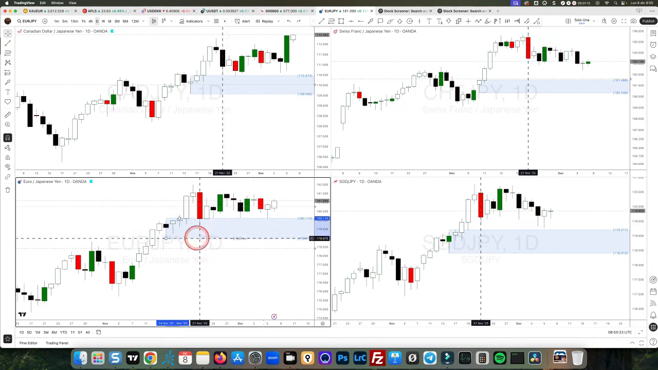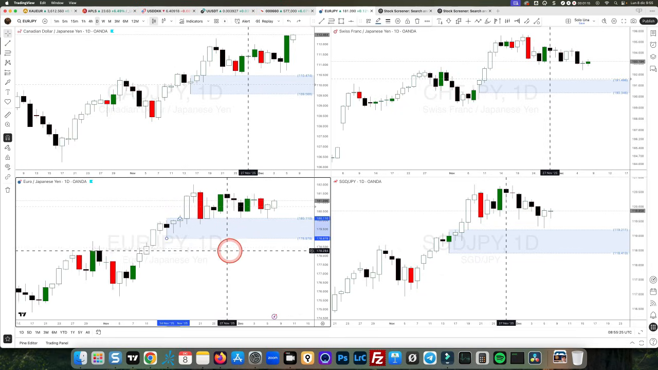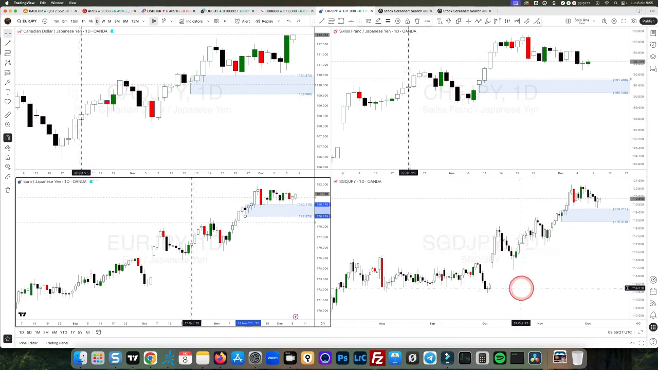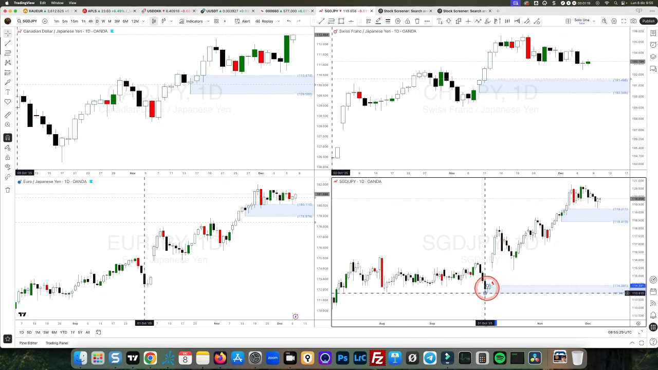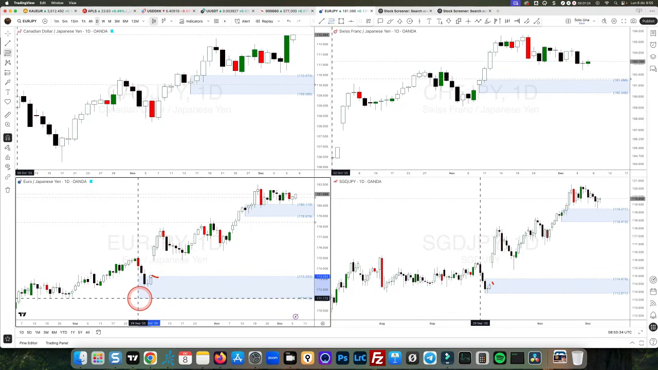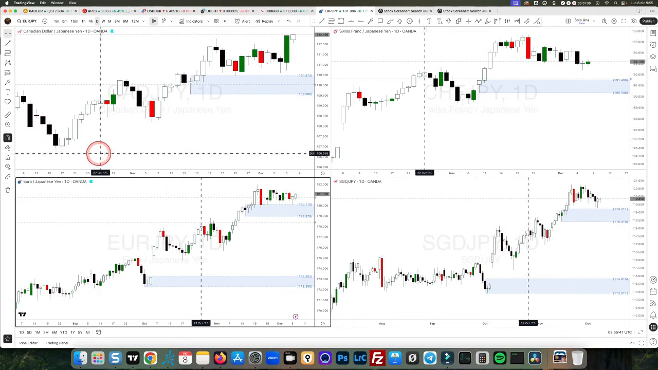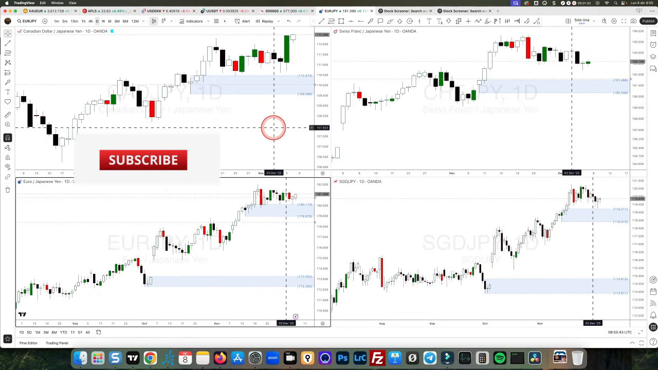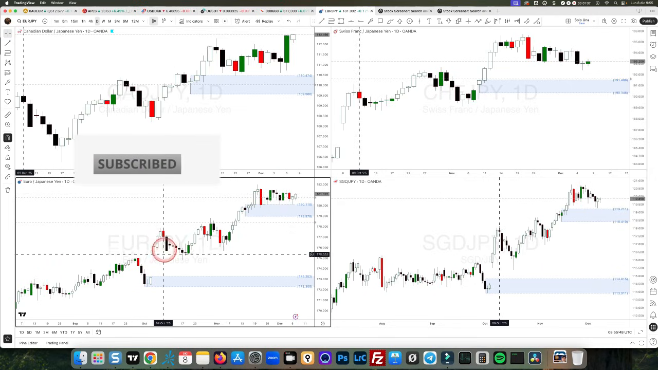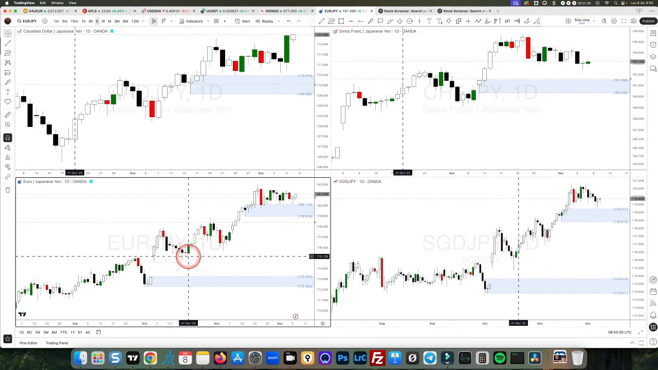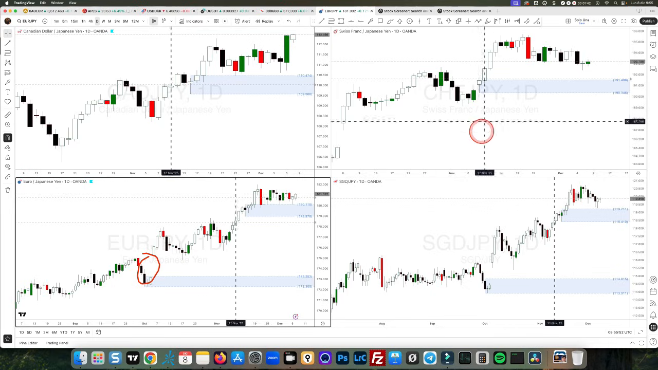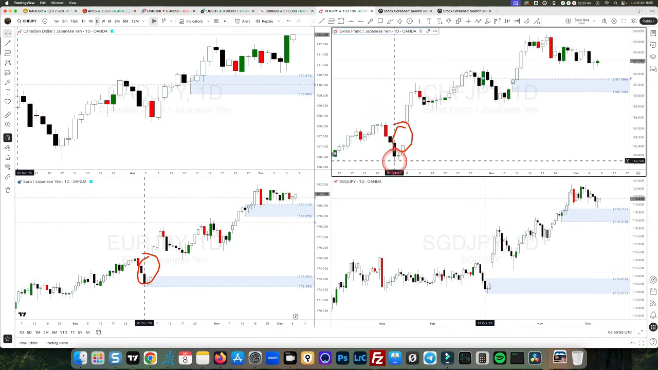So, recalling the previous analysis, I'm going to zoom out a little bit. We had a strong imbalance over here on the daily. We had another one here, and that one at the bottom there. A few weeks ago I made that video right after the election of the new prime minister in Japan, and the markets opened with a huge gap, as you can see down there.